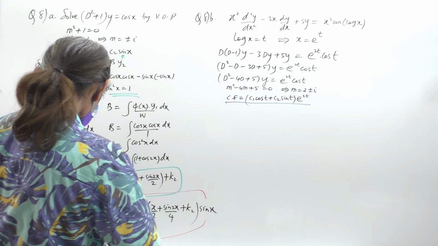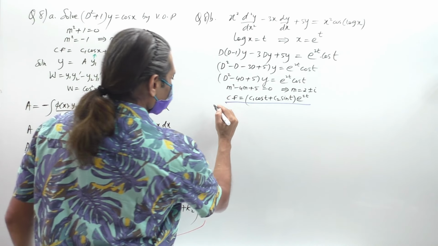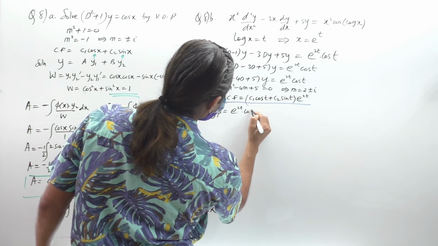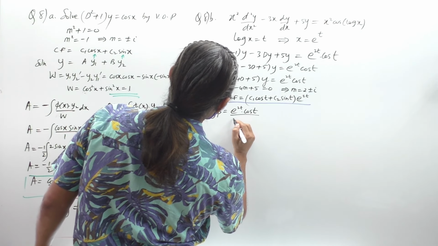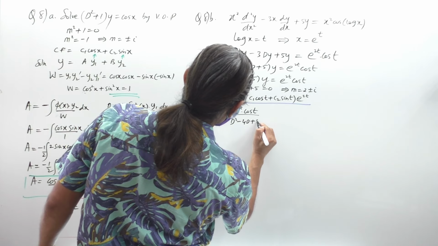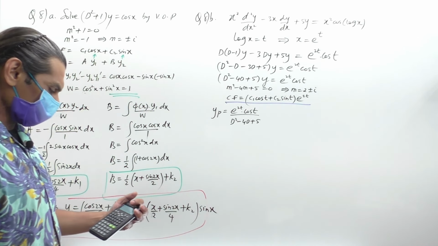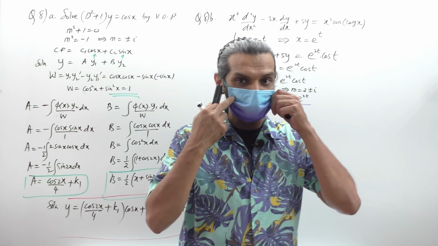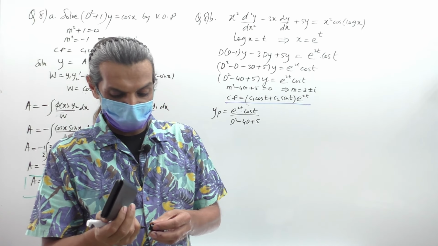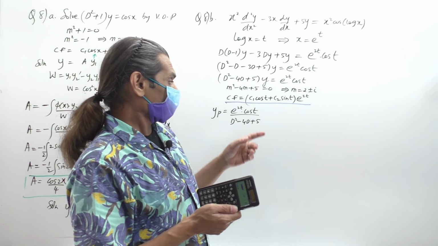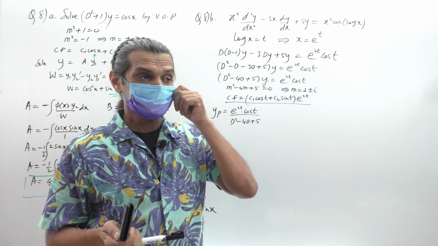Fine. Now let's move to the particular integral. So here yp is equal to e raised to 2t into cos t divided by D² minus 4D plus 5, and here I have a little doubt because I don't know exactly. Please check your syllabus. Okay, because as discussed in the syllabus there are 3 types, type 1, type 2, type 3, e raised to x, sin x and polynomial. This is type number 4 actually.